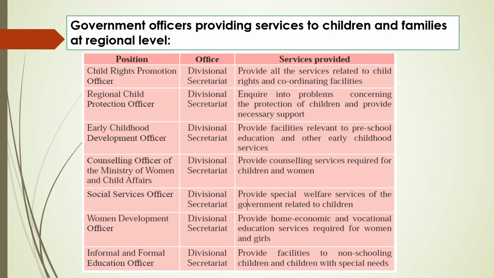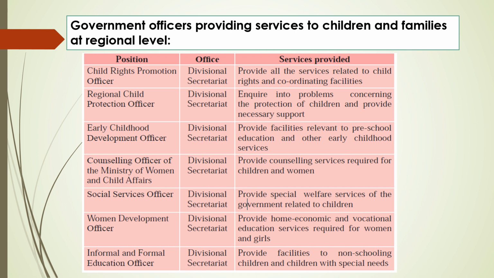The next one, Counseling Officer of the Ministry of Women and Child Affairs, is based in the DS office and provides counseling services required for children and women. Sometimes children may be abused or subjected to some kind of violence. At that time, the counseling officers approach the child and give counseling. Not only to the children, they give counseling to the parents as well. And Social Services Officer, whom we call SSO, provides special welfare services of the government related to children.